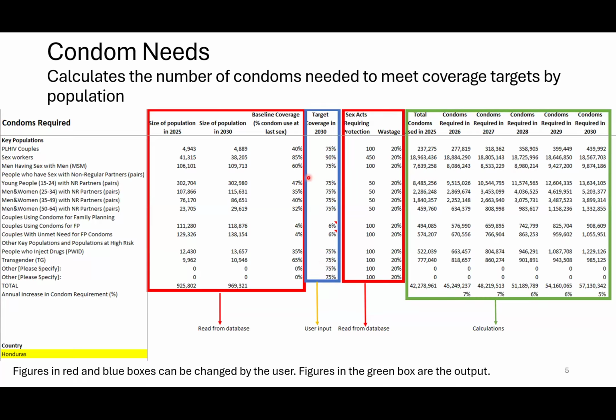We have some inputs that are read from a database, which you can change. We have a target coverage level for 2030, which you can change. And then we have the calculated output. Now, if you're using this tool in Spectrum, once you open your Spectrum file, Spectrum knows what country you're dealing with, so it will automatically fill this with data from your country.